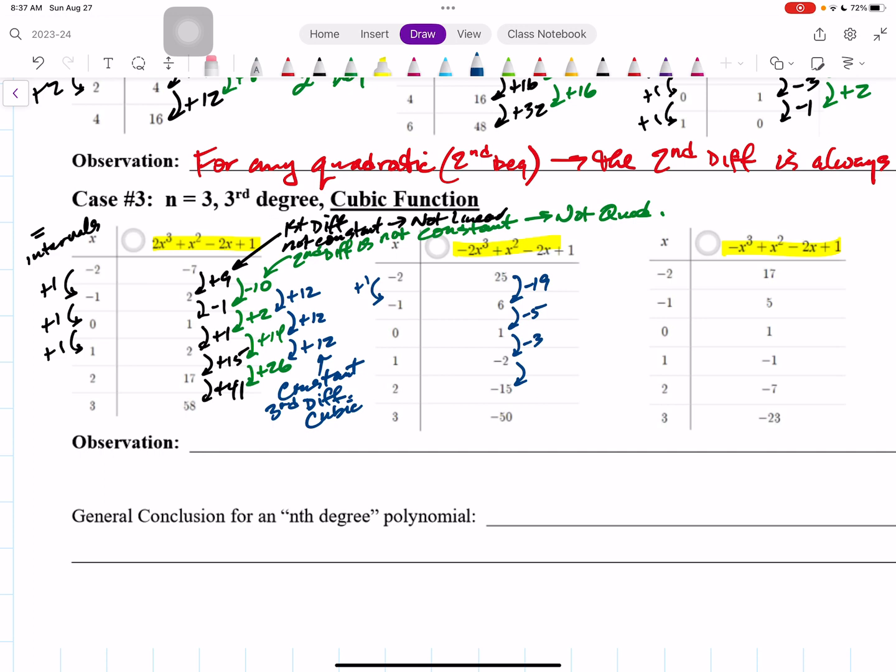And from negative 2 to negative 15 is more negative, so minus 13. And then here from negative 15 to negative 50 is minus 35. So it's not linear because the first difference is not constant. And now we do it again.